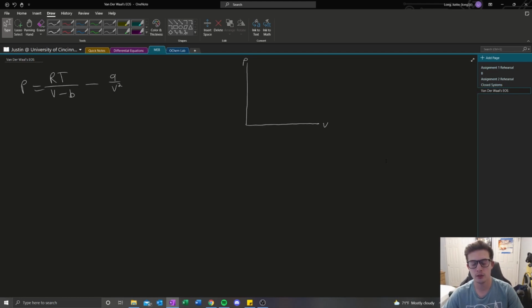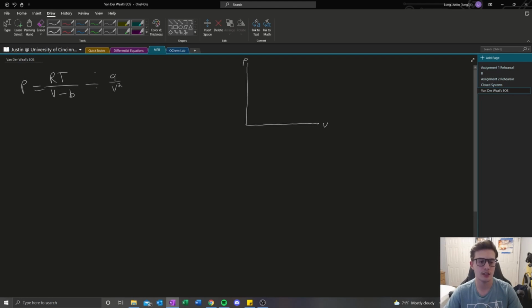And van der Waals equation of state is going to be used for situations where we're not at ideal pressures and temperatures. So we can see that this equation is similar to the ideal gas law, except it has a few changes. It has this B value and this A value, and this B value accounts for the amount of space that the molecules take up. So that's the actual volume of the molecules in the situation.